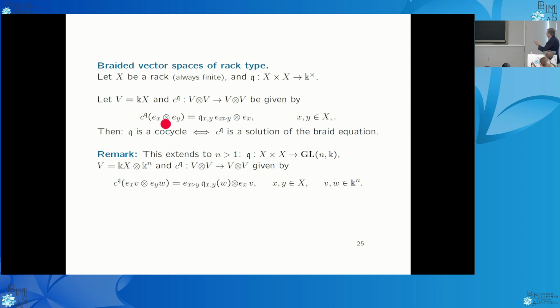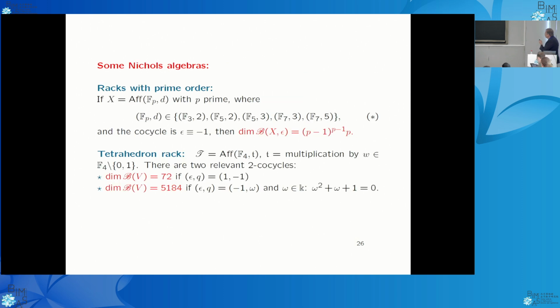c_q of a_x tensor a_y is q_xy a_{x acting on y} tensor a_x for any x and y in the rack. Then given such a function q and defining c_q in this way, you can show that q is a cocycle if and only if c_q is a solution of the braid equation. And this can be extended to q's going from X to GL_n of K, but I don't want to discuss them. So now I will go over the list again of the 10 Nichols algebras that survive in the solvable case.